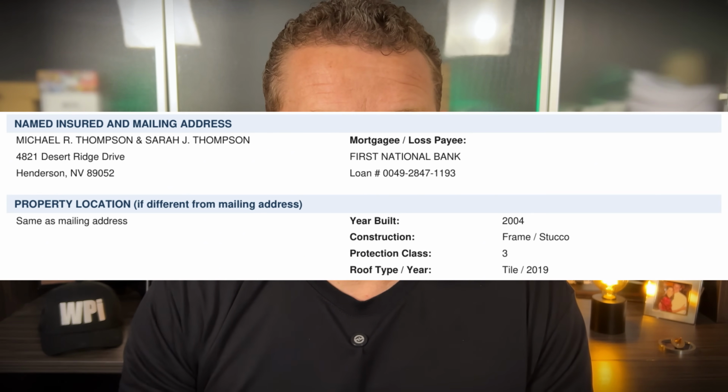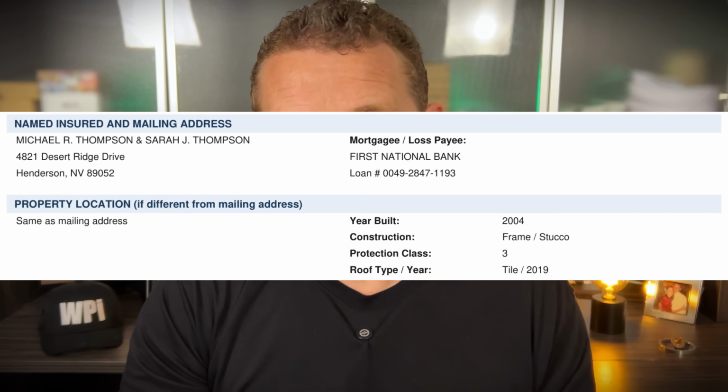Below that is the property address. If you have a mailing address that is different from the property, make sure the right address is tied to the right location. We've seen policies where the property location was listed as an old address after a rewrite to a new carrier. That creates problems.